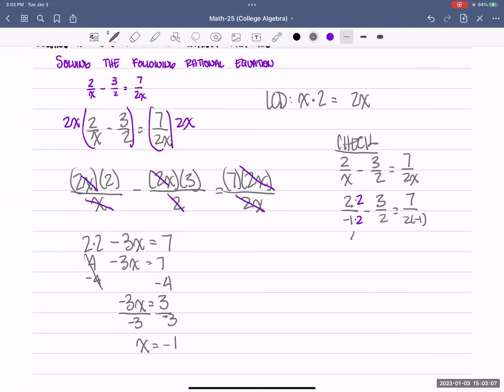So 2 times 2 is 4 over negative 2. And we could actually put that negative out in front. Minus 3 over 2, and that should equal a negative 7 over 2. So negative and negative keeps that negative. 4 plus 3 is 7 over 2. Negative 7 over 2 works out for us. So that tells us that our one and only solution is x is equal to negative 1.